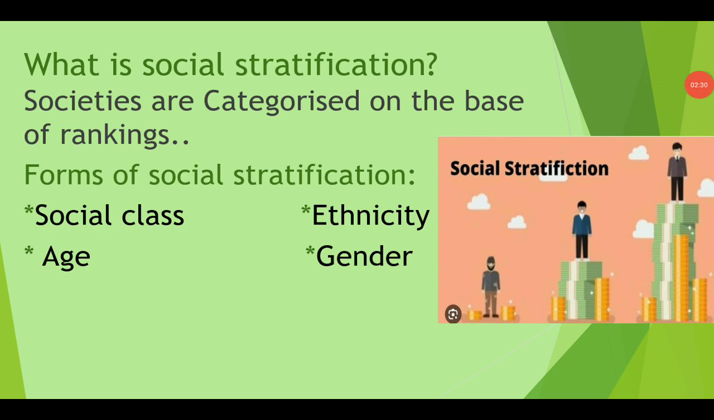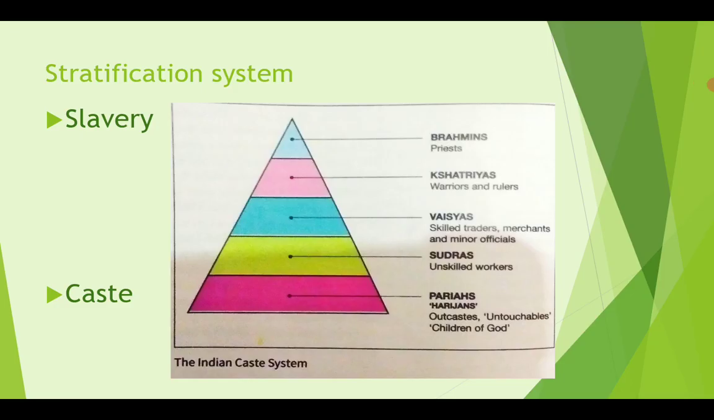So after understanding social stratification, let's come to the stratification systems. So slavery. What is slavery? Slavery is a stratification system in which one group is treated as the legal property of another group. And then what is caste? Caste is a closed stratification system that is traditionally found in India. Mostly the caste system is found in India, and it is found in other countries too, but mostly it's in India.